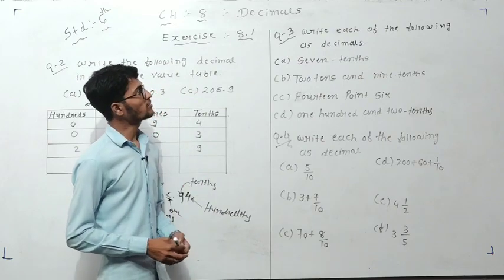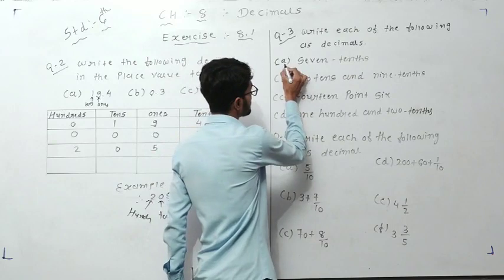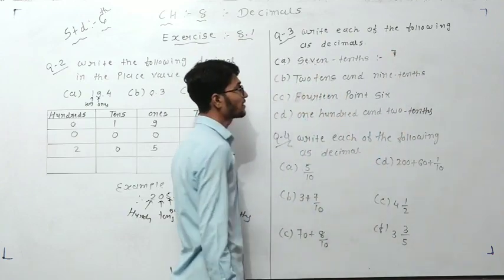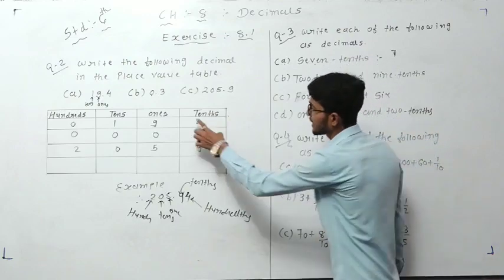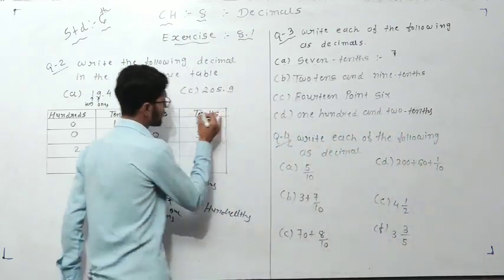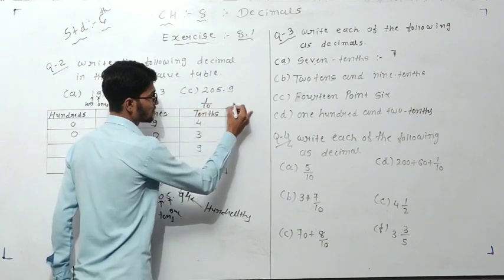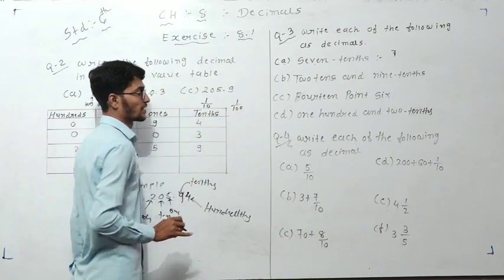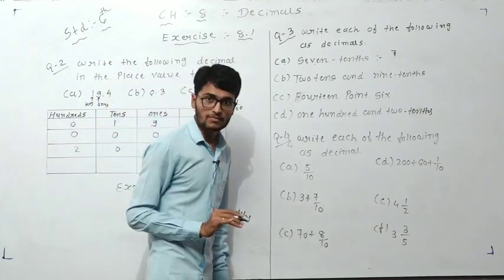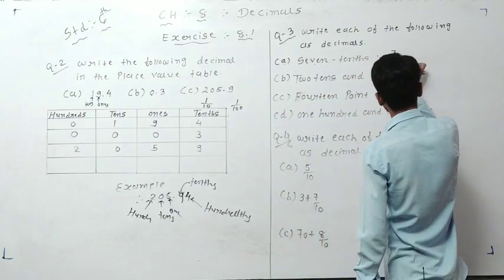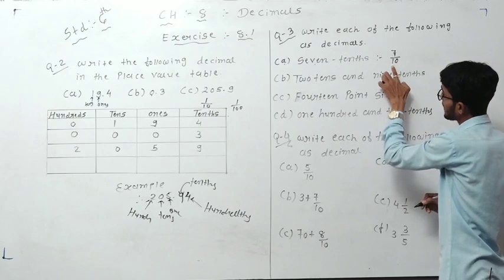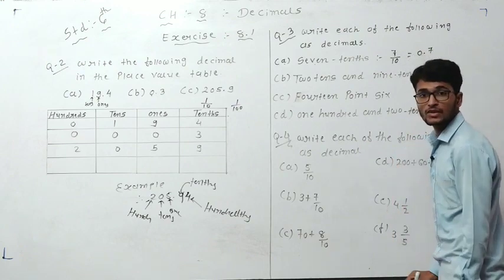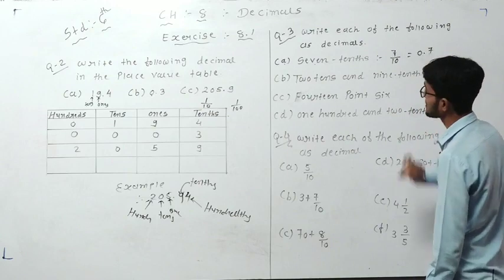Now question number 3. Write each of the following as a decimal. The first question, 7 tenths. 7 means 7, right? Tenths means after the point, 1 digit, means 1 by 10. Hundredths means 1 by 100. Thousandths means 1 by 1000. So 7 tenths means 7 by 10. So 7 by 10 means 0.7. We all know 7 by 10 means 0.7. So this one is the decimal number.